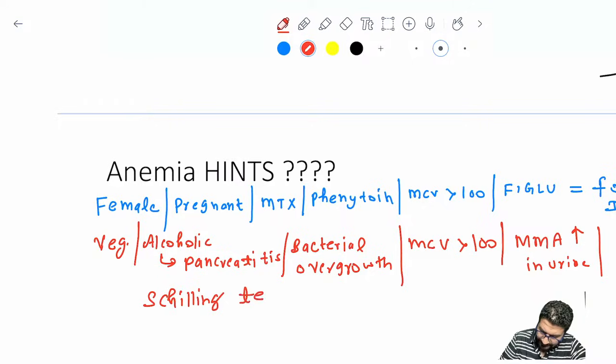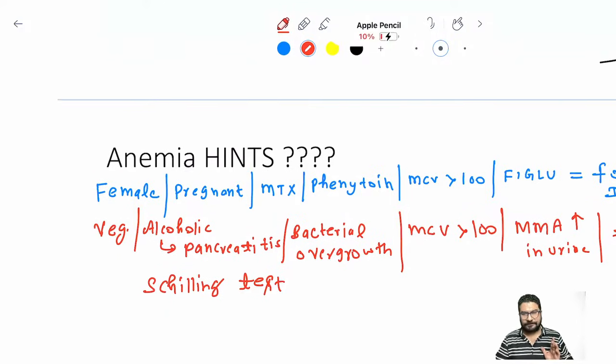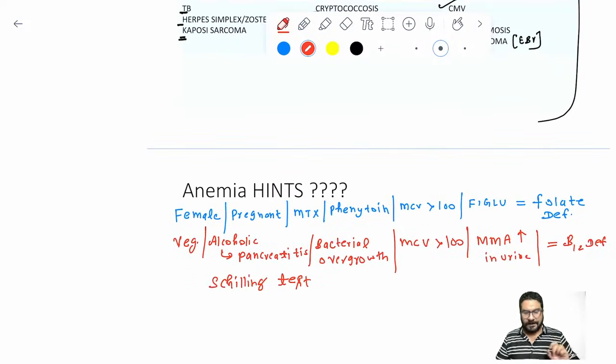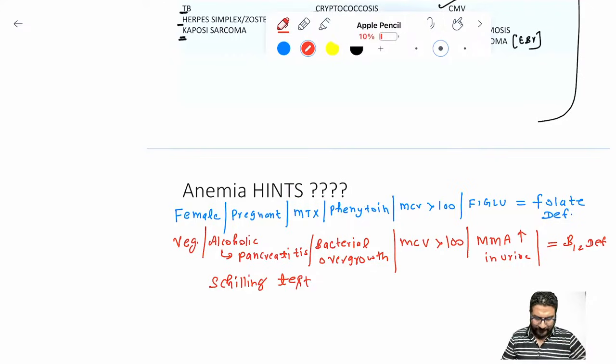So these are all the MCQs they ask on B12 deficiency. Done. So we have discussed folate deficiency, B12 deficiency, B12 and folate. Now coming to other different types of anemia.